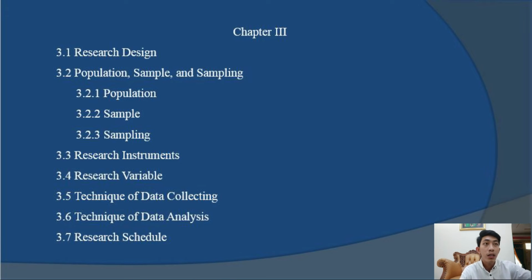Now finally we reach the last chapter of my research proposal. Chapter 3. This chapter will have 7 points. The first point is research design, and the second point is population, sample and sampling. The third point is research instrument. The fourth point is research variable. The fifth point, technique of data collecting. The sixth point is technique of data analysis. The seventh point is research schedule.